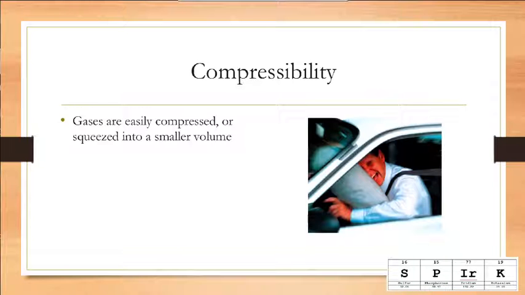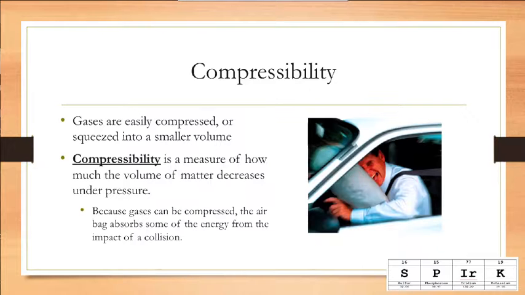So compressibility is the first one we're going to talk about. Gases are easily compressed, or squeezed into a smaller volume. Compressibility is a measure of how much the volume of matter decreases under pressure. Because gases can be compressed, the airbag absorbs some of the energy from the impact of a collision.